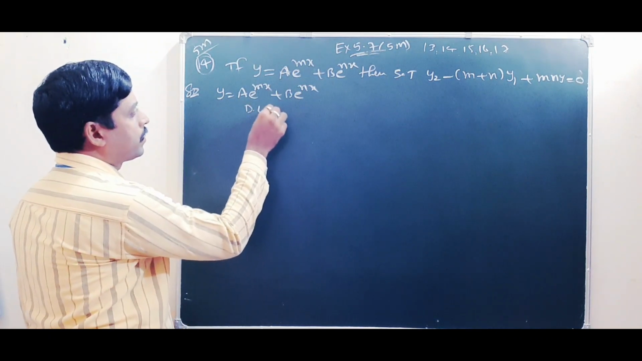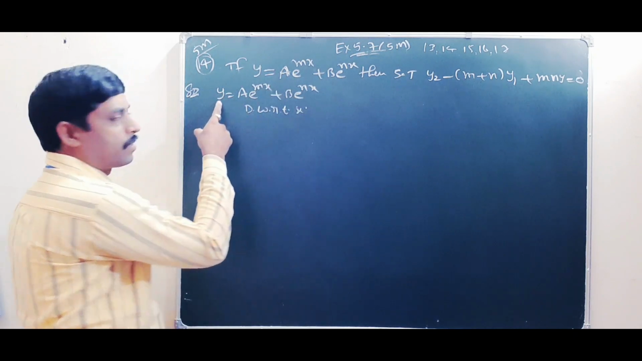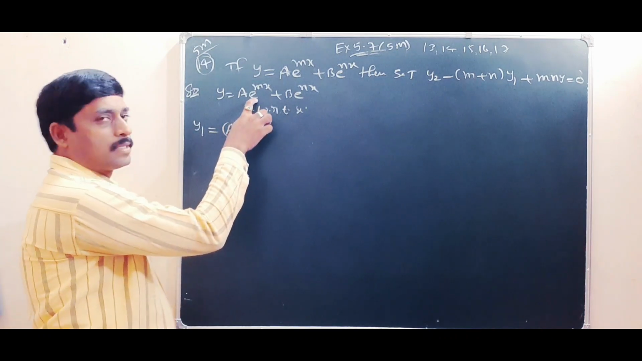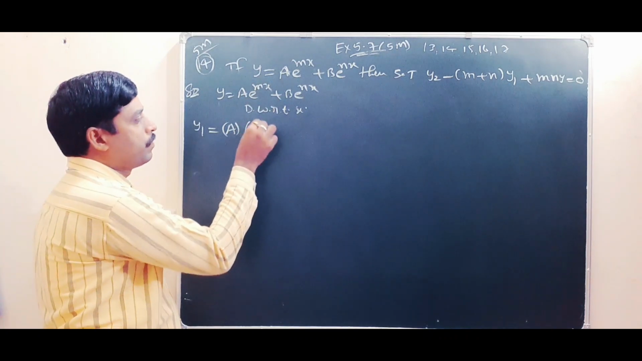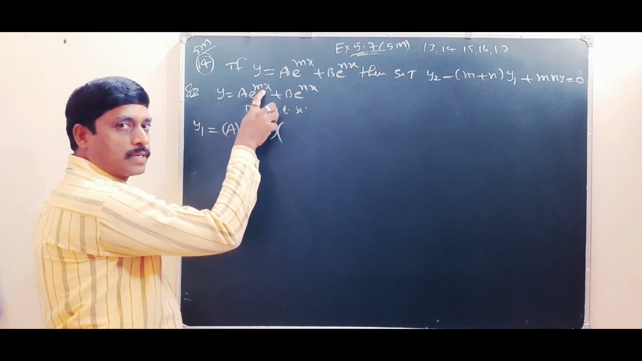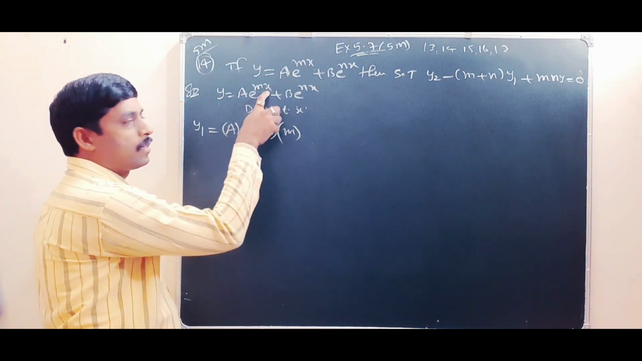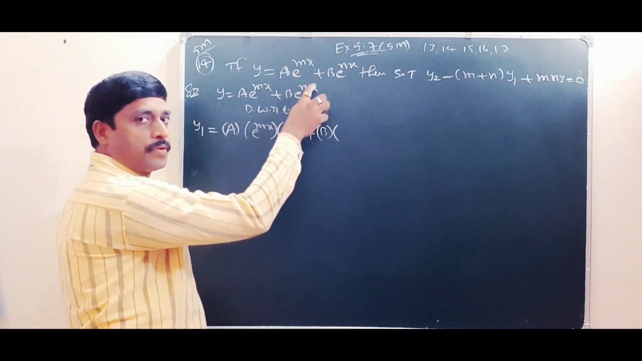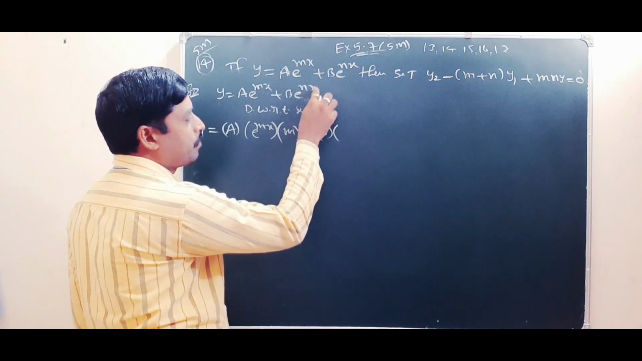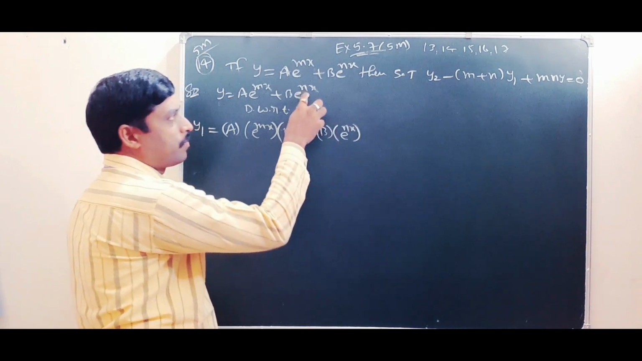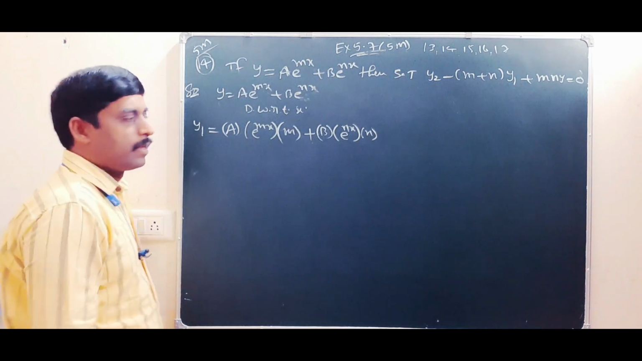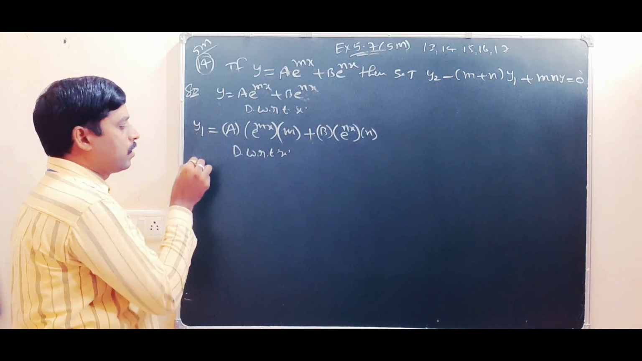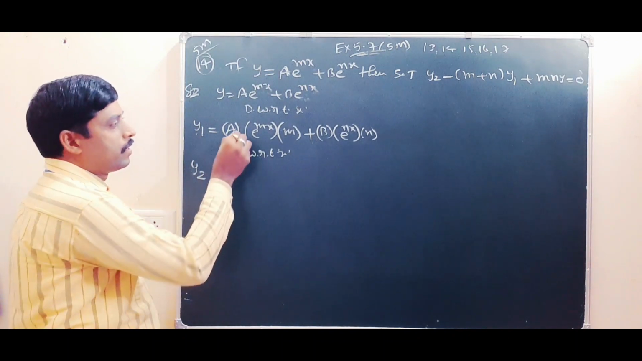Now differentiate with respect to x on both sides. Differentiation of y gives y1. a is constant. Differentiation of e to the power mx is e to the power mx into m, because the x derivative is 1. b is constant. Differentiation of e to the power nx is e to the power nx, but differentiation of nx is n. Again differentiate with respect to x on both sides. Differentiation of y1 gives y2, am is constant.